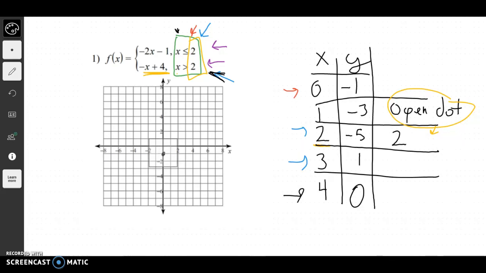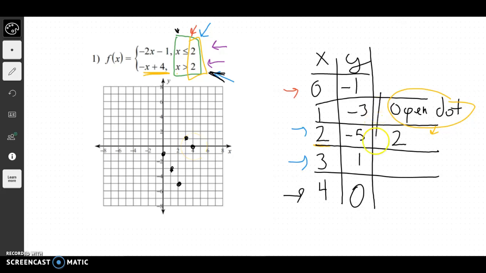0, negative 1, 1, negative 3, 2, negative 5, 3, 1, and 4, 0.